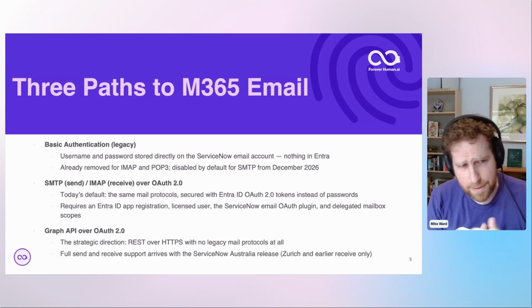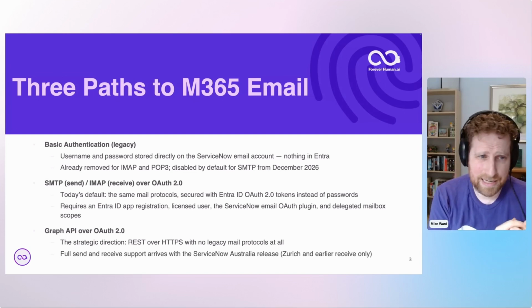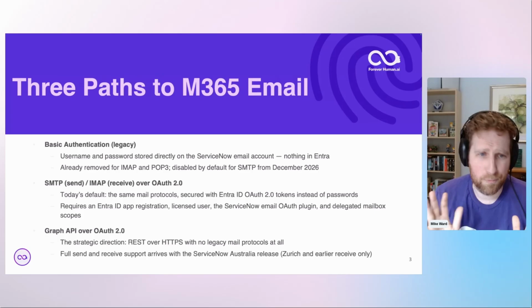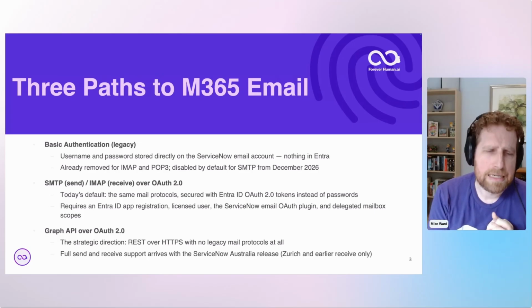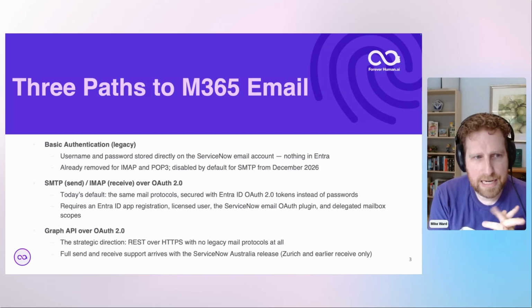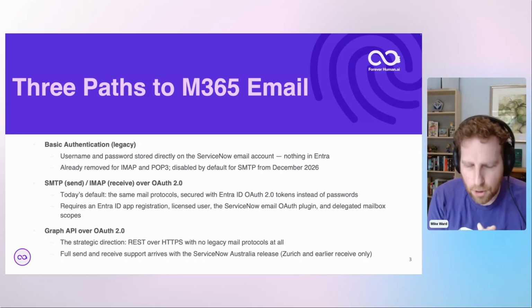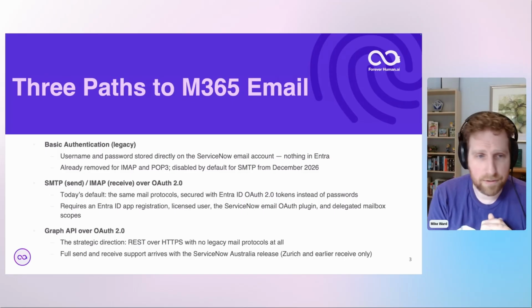So, three main methods to do that. One, basic authentication. This is considered legacy. Microsoft's deprecated it on inbound email. They're deprecating it on outbound email soon. Don't bother with it. It's pretty bad. The second one is using SMTP or IMAP to send and receive over OAuth 2.0. So I call this kind of today's default. It works pretty well. It's relatively secure. This is not being deprecated.